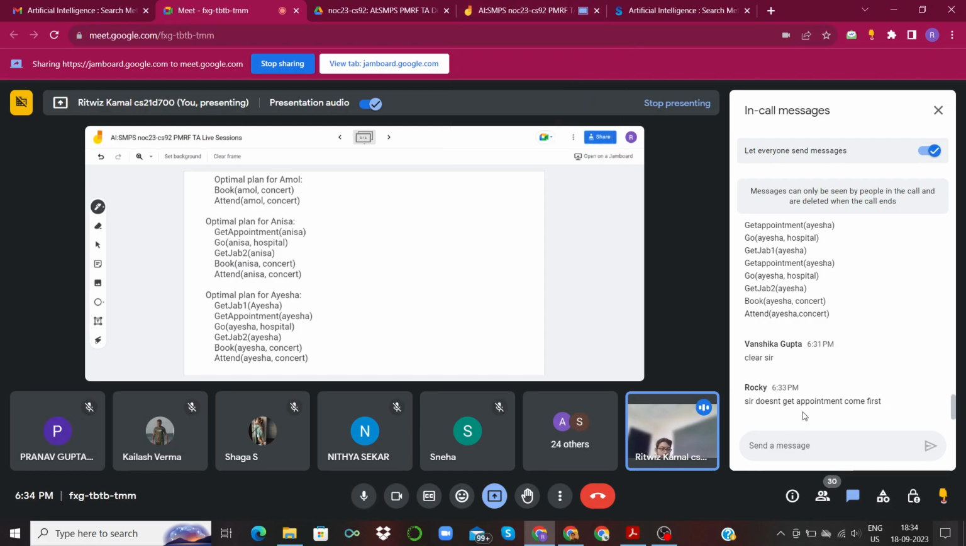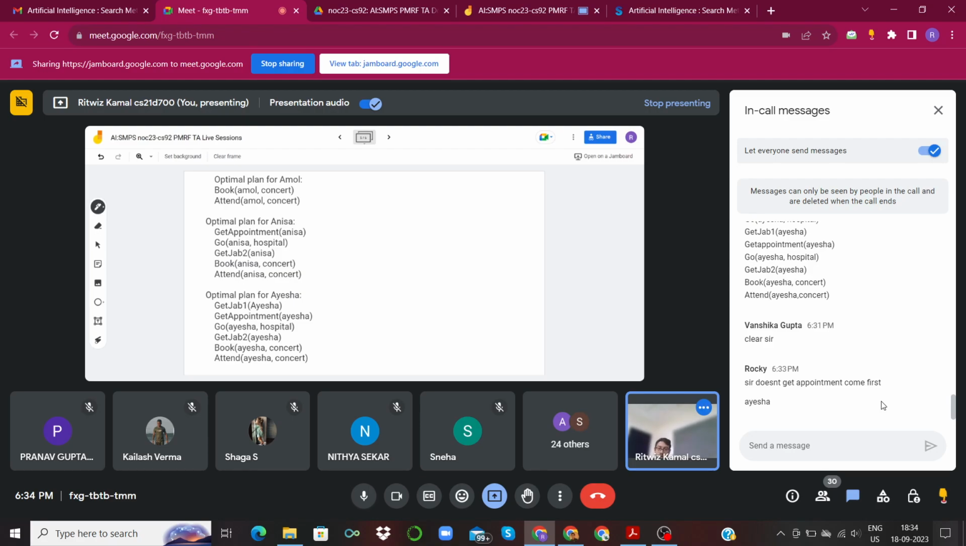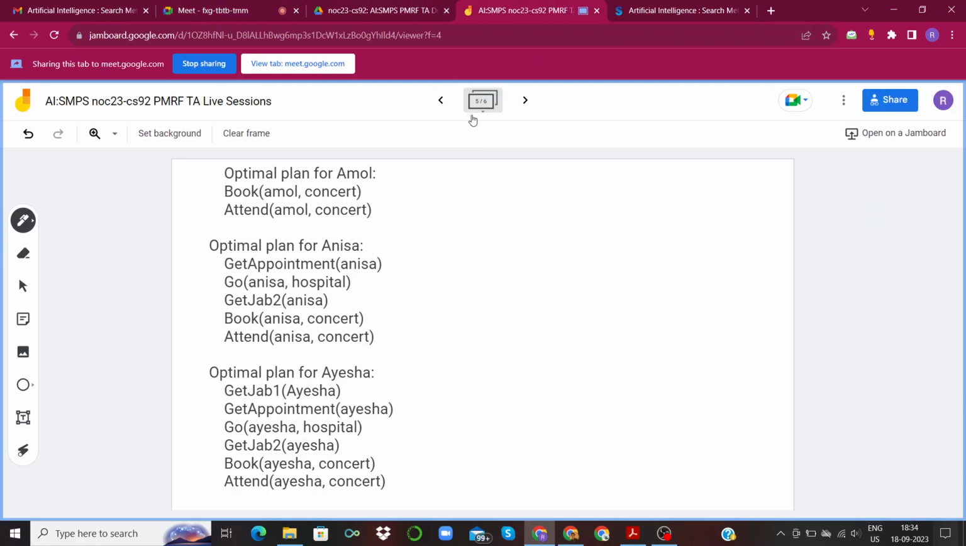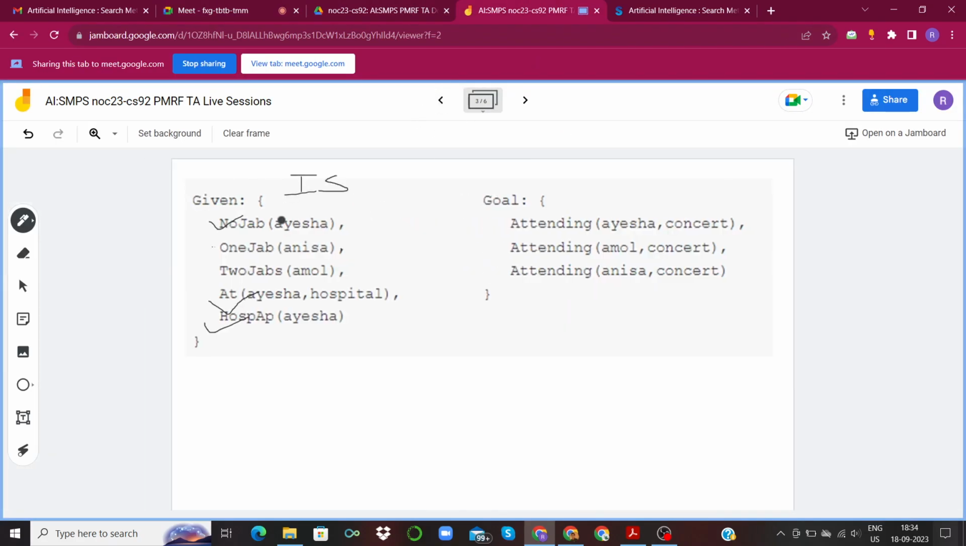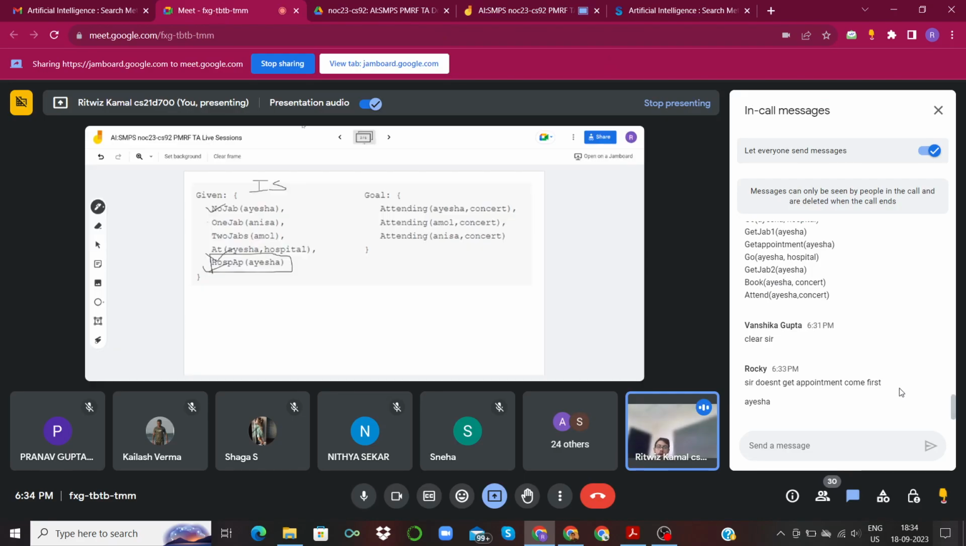Okay, so Rocky is asking, doesn't get appointment come first? So in whose plan are you asking about this? In Aisha's plan, do you mean? So get appointment doesn't have to come first because we are already told in the initial state that Aisha already has an appointment, right? And remember, you are asked to construct an optimal plan.